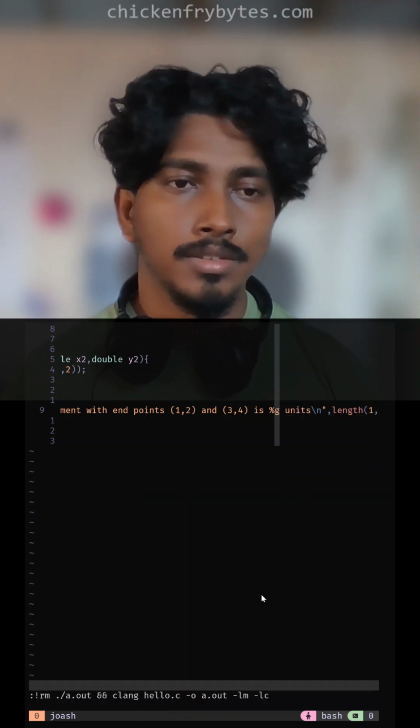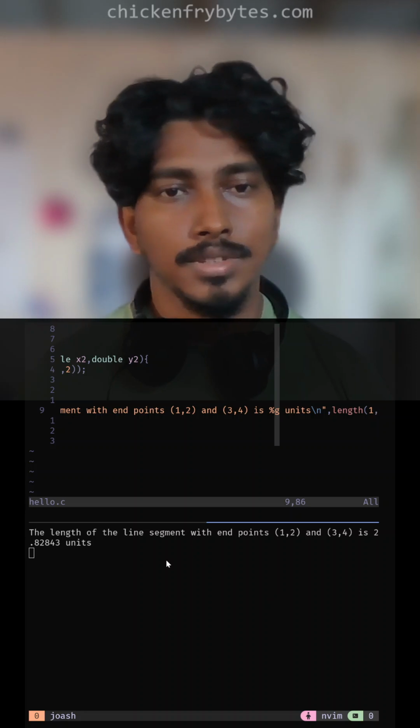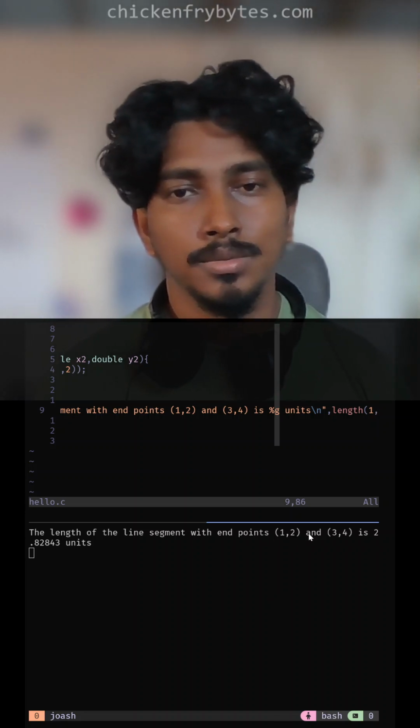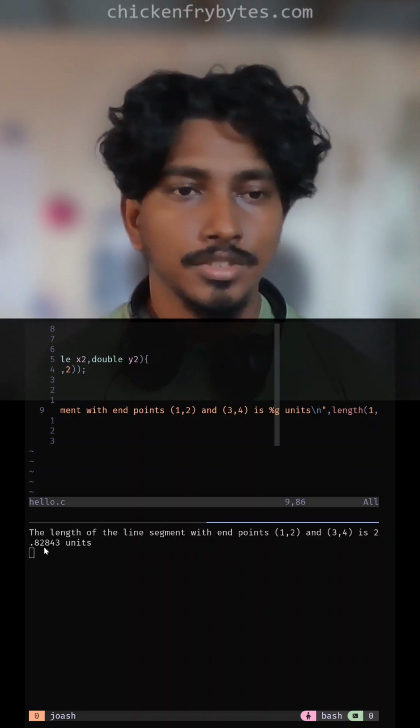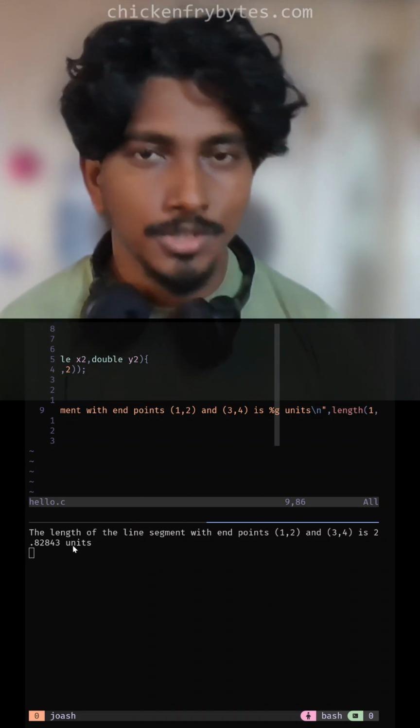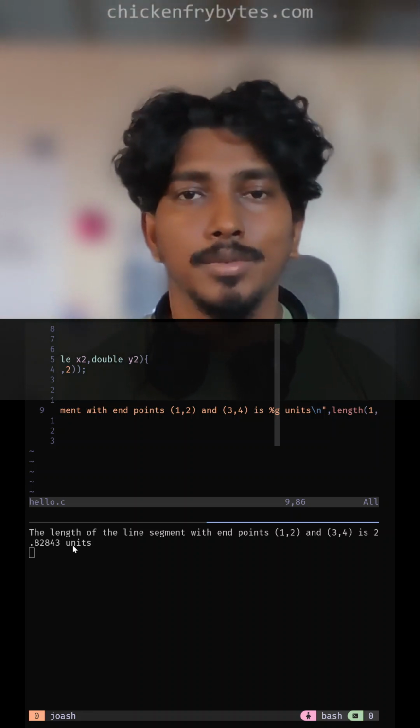Right, so when we compile and run, the length of the line segment with the endpoints 1, 2, and 3, 4 is 2.828843 units. Or you can verify it with your calculator.